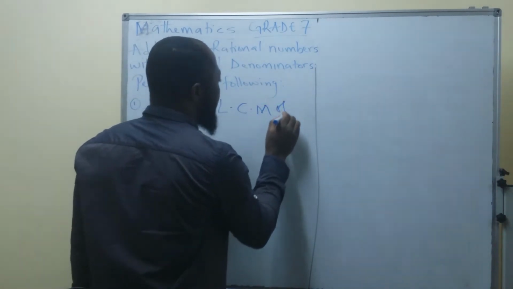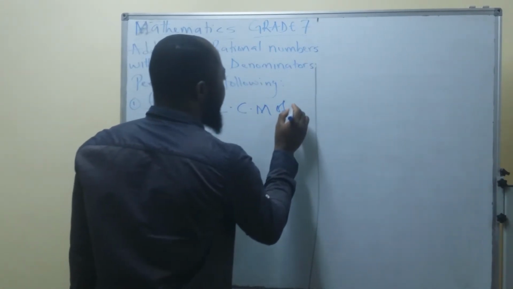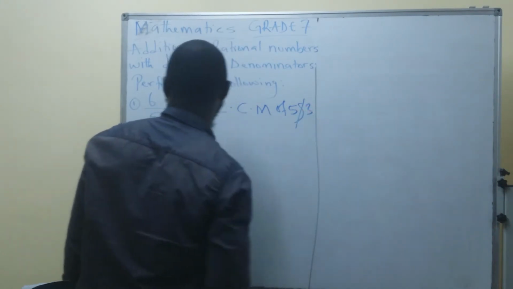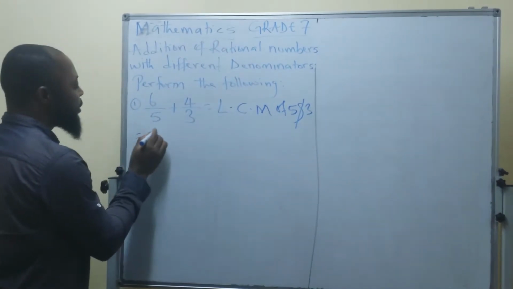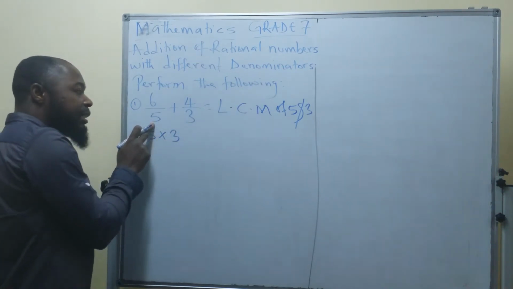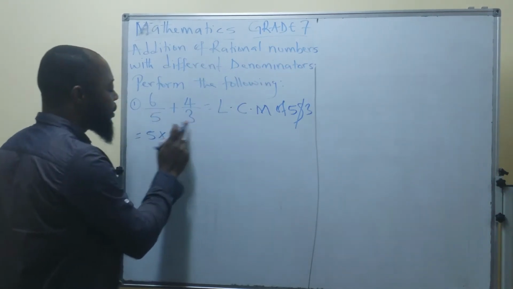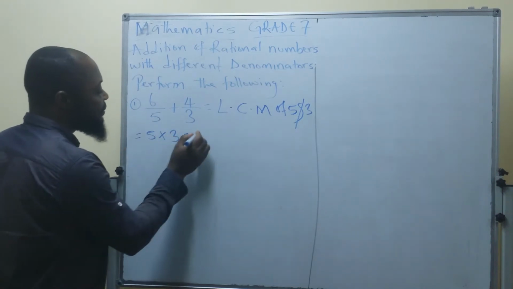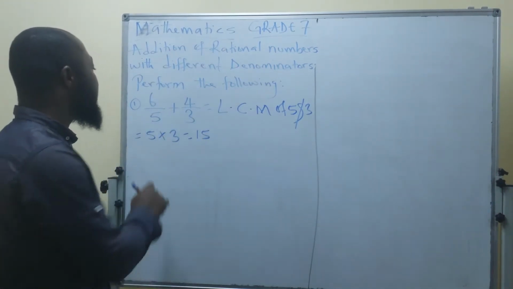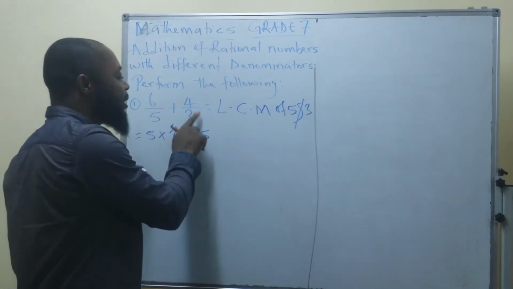So to get the LCM now, you will say LCM of 5 and 3 equals 5 multiplied by 3. So you multiply this one by this one. Okay, so here now you have 15. So which means 15 is the LCM of 5 and 3.